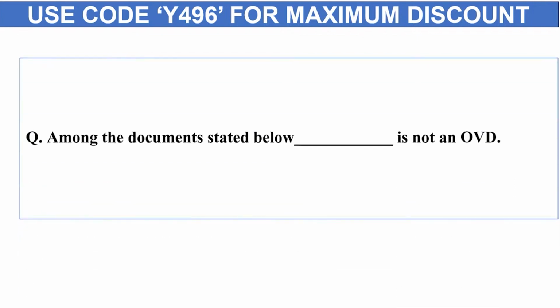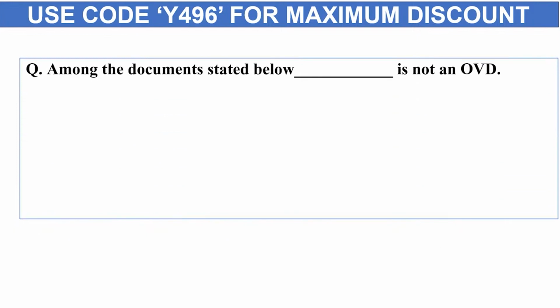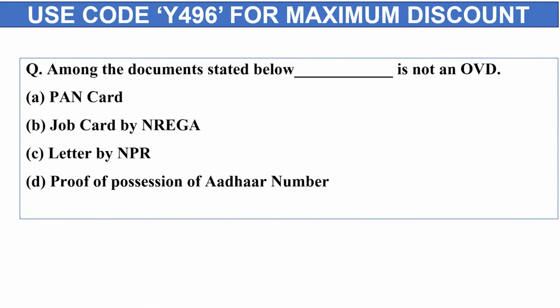Next. Among the documents stated below, dash is not an officially valid document. So we know there are 6 officially valid documents. Out of these, which of the following is not an officially valid document that you have to answer? A, B, C, or D. So PAN card, job card by NREGA, letter by National Population Registry, proof of possession of Aadhaar. Apart from that, we have driving license that will be an officially valid document. We have voter ID. It will also be taken as your officially valid document.